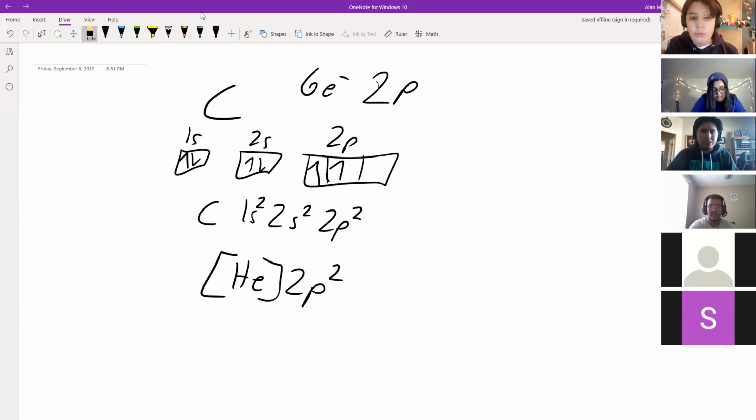Actually, for helium, it's only 1s2. Oh, that's right. My bad. Thank you for correcting me on that. I believe someone else corrected me on that, I just couldn't hear it. So it'd be like this. Thank you for correcting me. So both of these methods are correct.